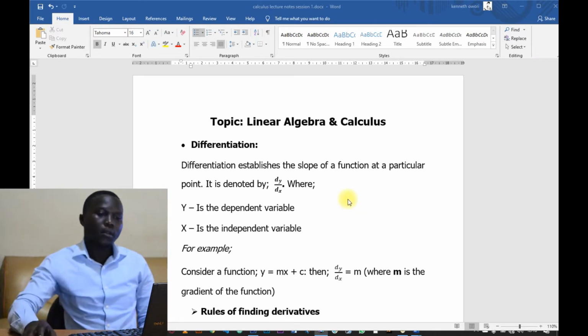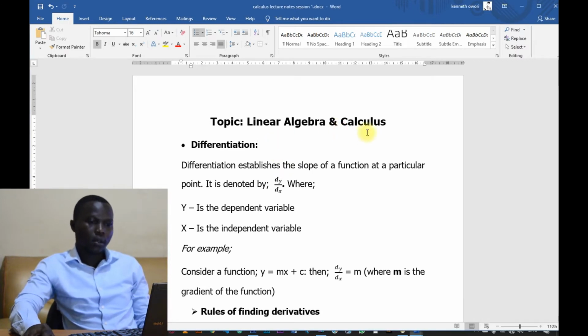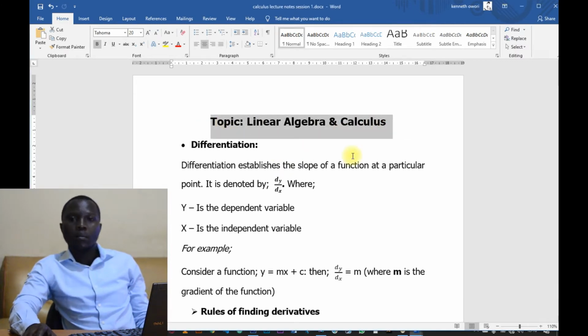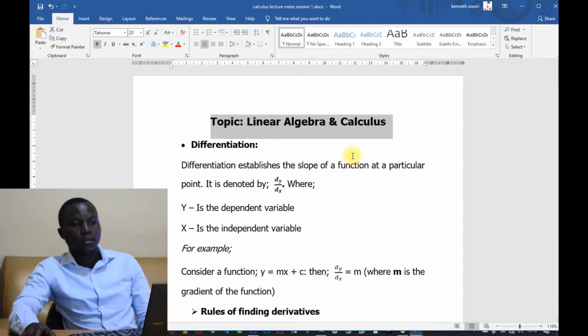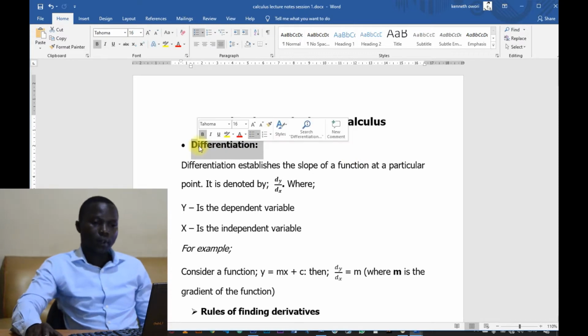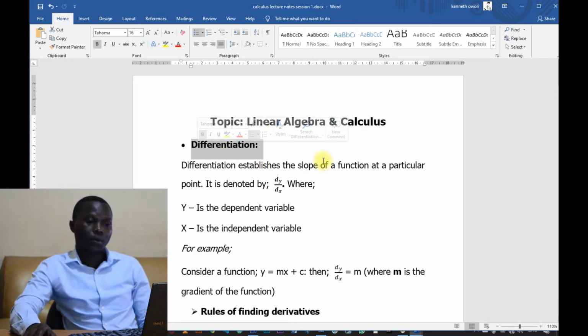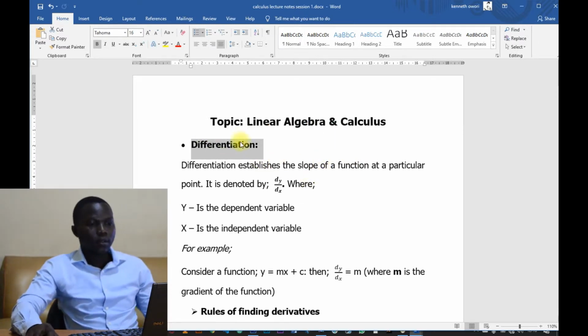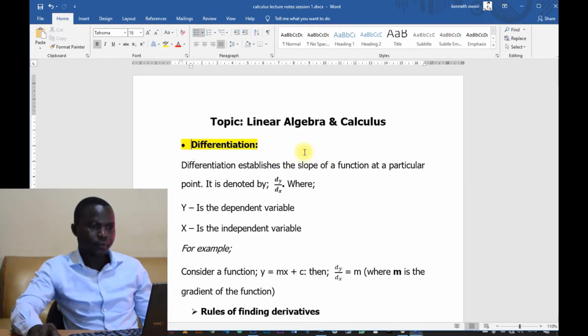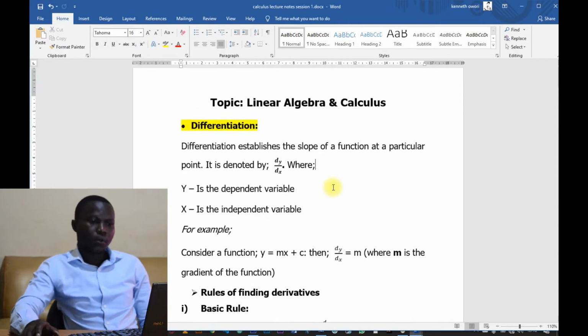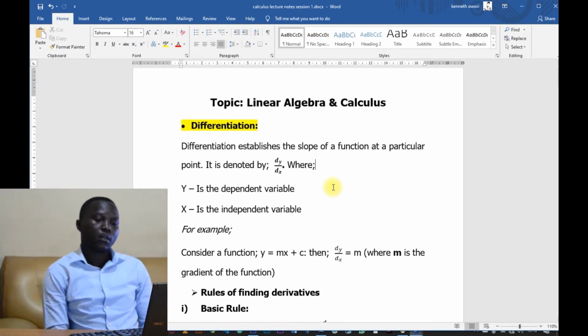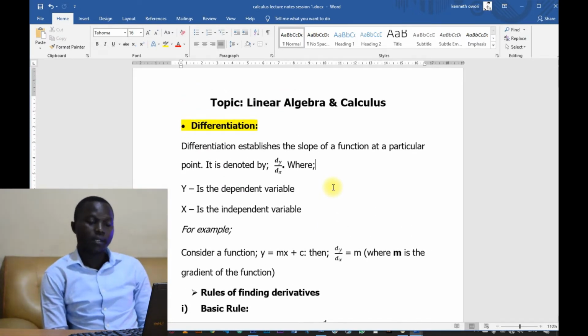So in our today's topic, we are going to look at calculus majorly, and when we talk about calculus, we majorly find that we are going to deal with differentiation and then integration. So to begin with, we shall begin with differentiation. Differentiation, that is the usual dy dx.